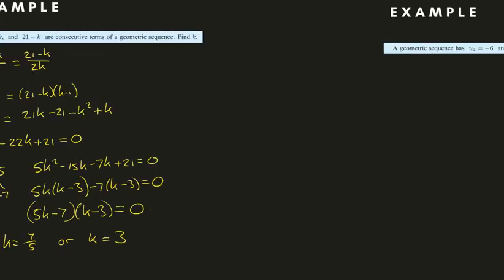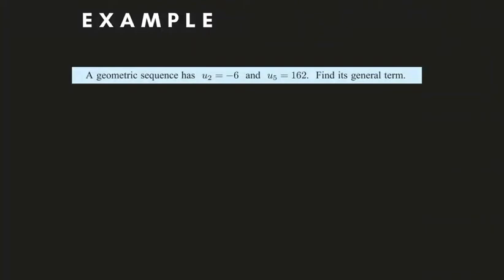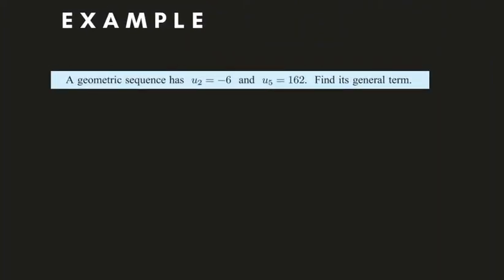Right, we'll carry on. Let's do another example. Okay, so this time we have a geometric sequence and the second term is given and so is the fifth. So can we write some statements about that?